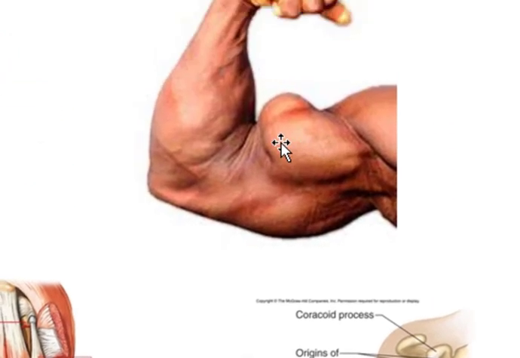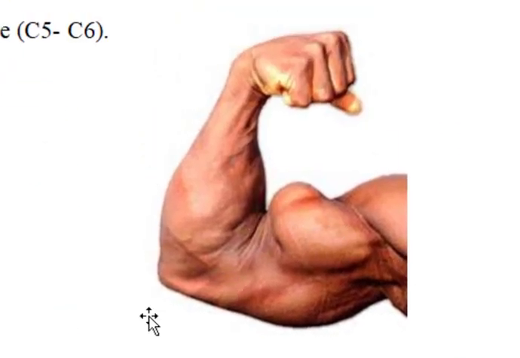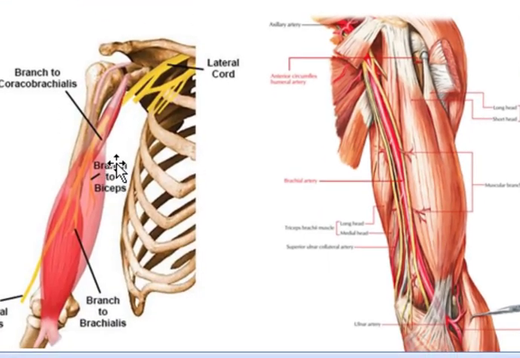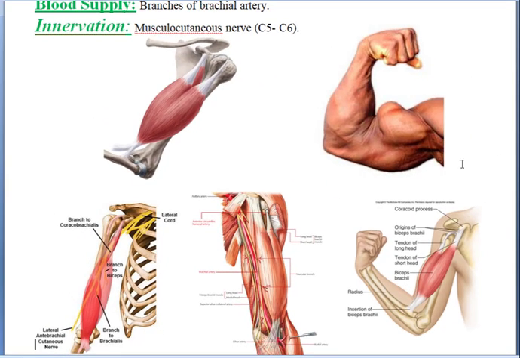This shows the biceps muscle. Here is also the biceps muscle, and here is the innervation. And here is the blood supply of this muscle. So I hope you enjoyed it. This was about the biceps brachii muscle.